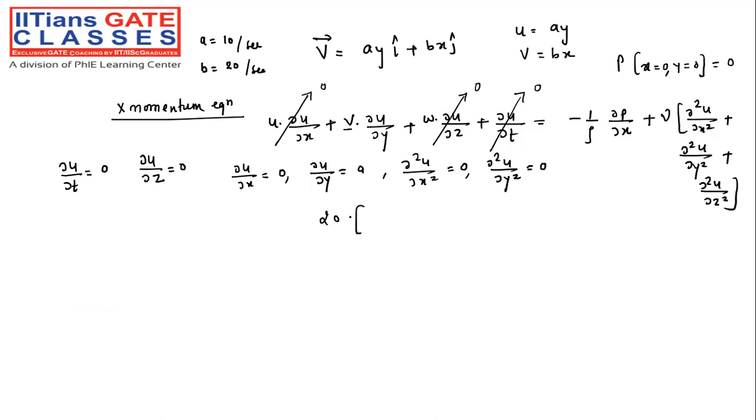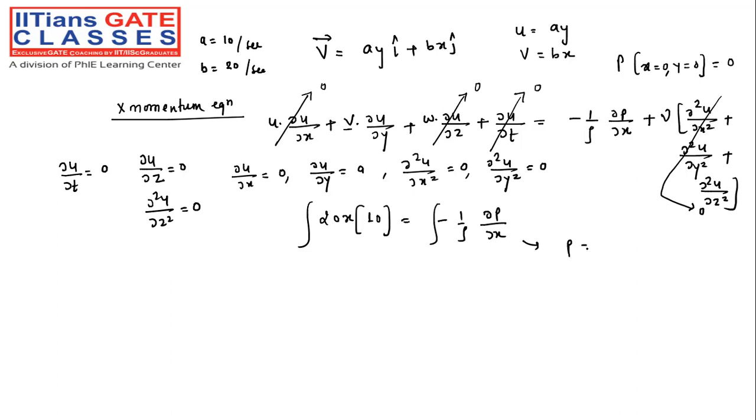See, V is nothing but 20 into x. And what about dou u by dou y? Dou u by dou y is what? A. A is what? 10. So minus 1 upon rho. Again, all this term will be 0, because dou square u by dou z square will also be 0, my dear friend, right? So minus 1 upon rho, dou p by dou x. Rho is what? 1, given in the problem. So if you just integrate it, you are going to get pressure as minus 100 x square plus some constant C1. That is my first equation, my dear friend.